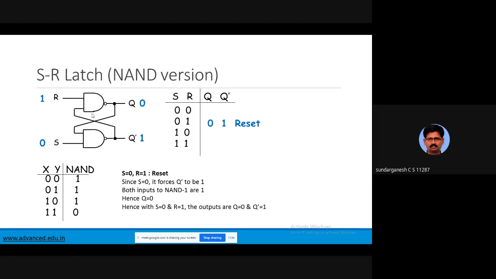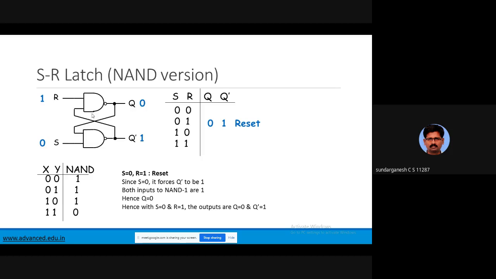So in the SR latch, you have only two states, S and R, Q and Q bar. If S equal to 0, Q equal to 0. If S equal to 1, Q equal to 1. So this condition is called set, and this condition is called reset. If S equal to 0, Q equal to 0, the output is 0, which means it is reset. If S equal to 1, Q equal to 1, it is known as set.